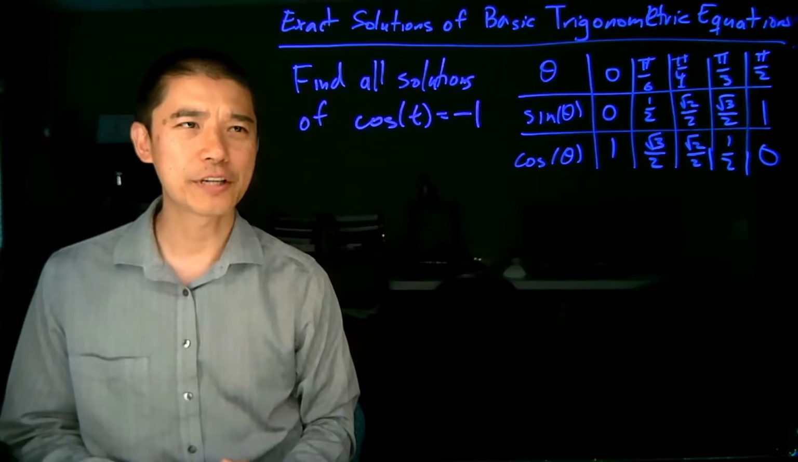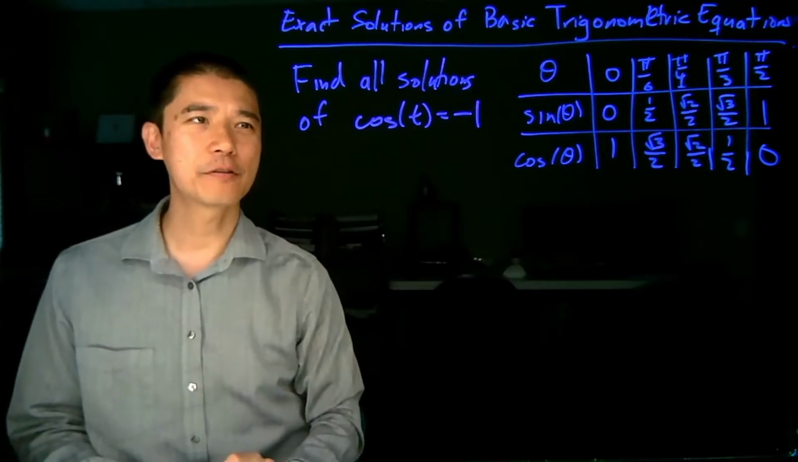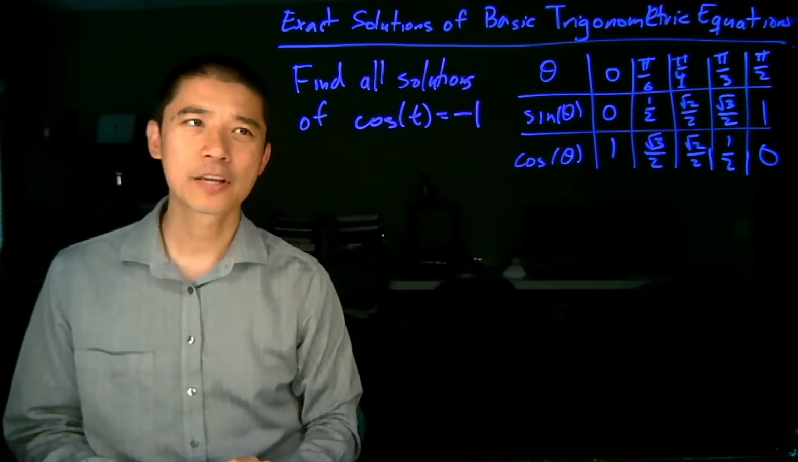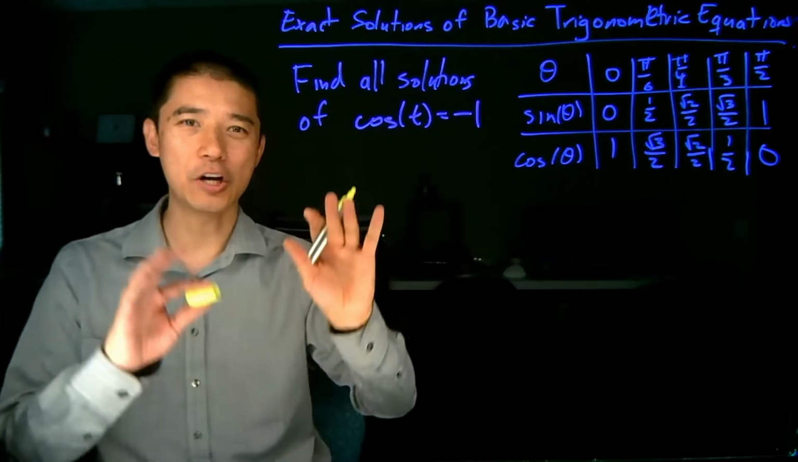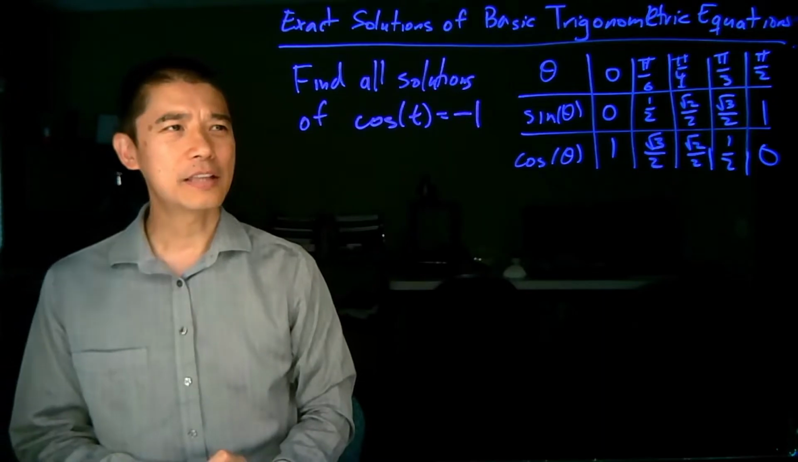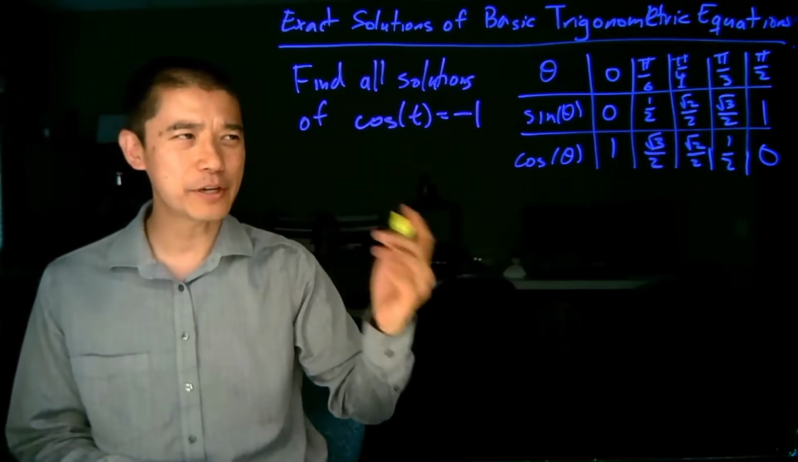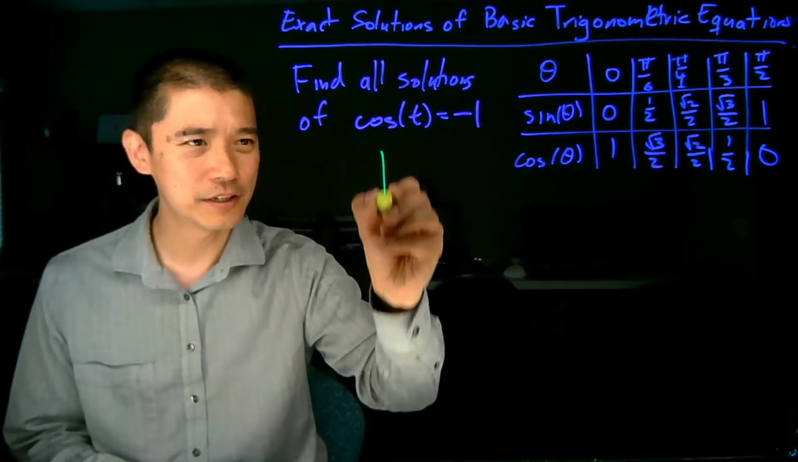Here is one more example. Find all solutions of cosine of t equals -1. Now again, find all solutions, and there's no limit to our interval, so we're going to have to find all the solutions. And this is a situation where looking at the picture is really going to help us see what's going on. So we draw our unit circle.